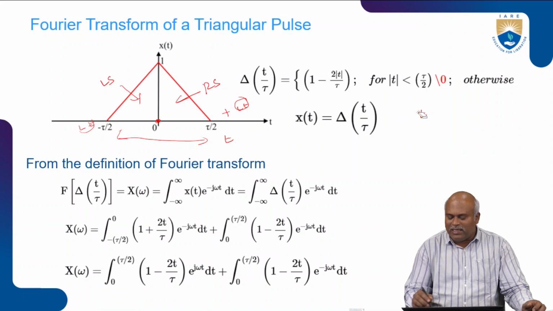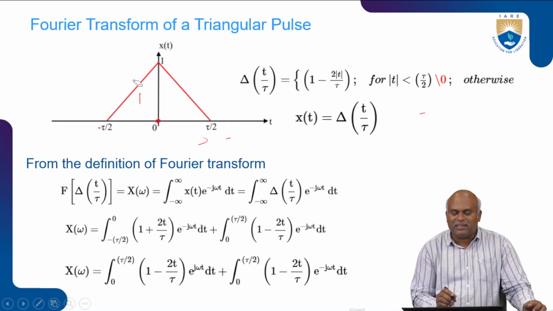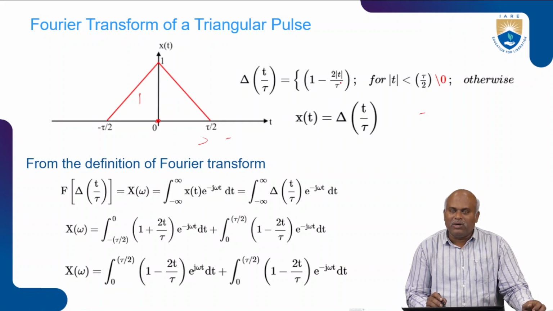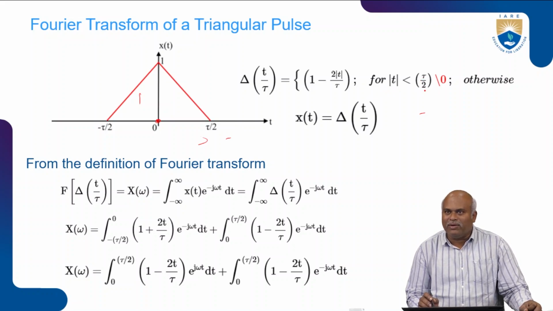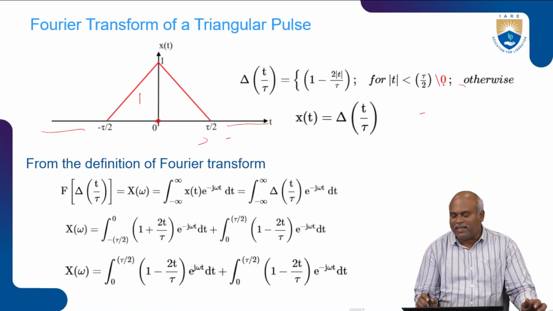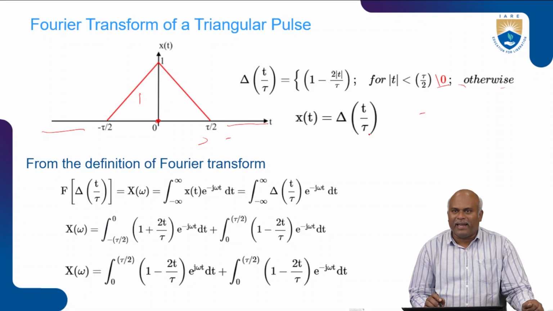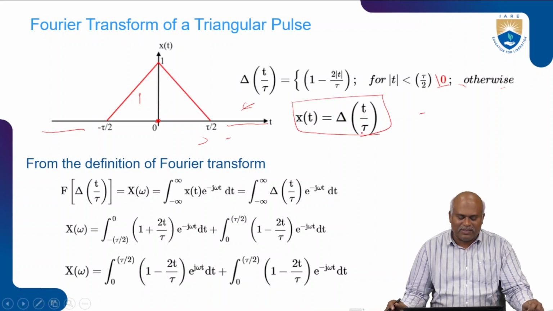Based on this condition, we write the triangular pulse as triangle of t by tau is equal to 1 minus 2 mod of t divided by tau. For t, it is represented from minus t to plus t. That's why I write mod of t less than tau by 2. Then the remaining portion is represented as 0, so I write 0 otherwise. So generally I write this triangular pulse as x of t is equal to the triangle of t by tau. This is the mathematical expression for the triangular pulse.